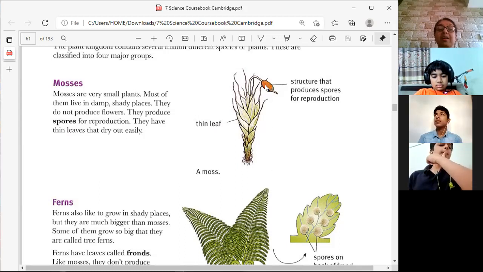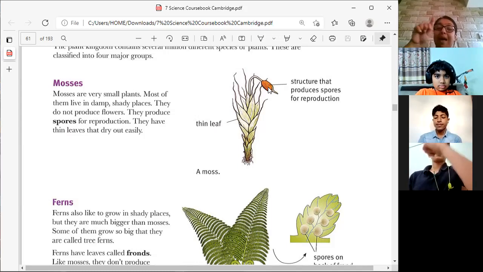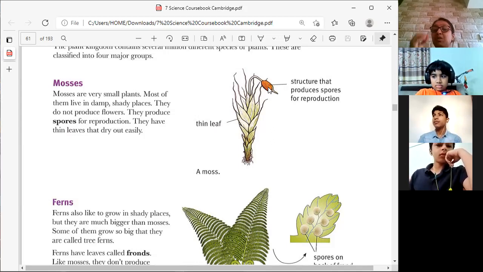Now, they have something like spores. When I say spores, you can say seed-like things for reproduction. Usually the bag breaks, the spores come out, and then another plant grows. This is how their reproduction happens. So from one plant to another and then to another, this is how they grow in number.